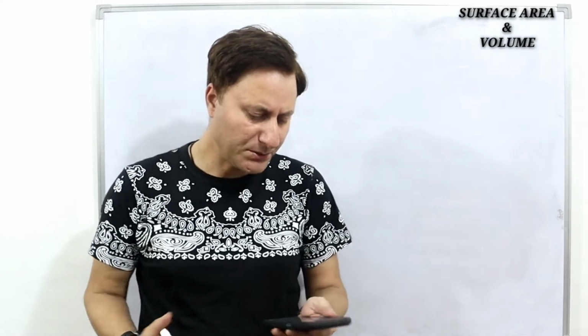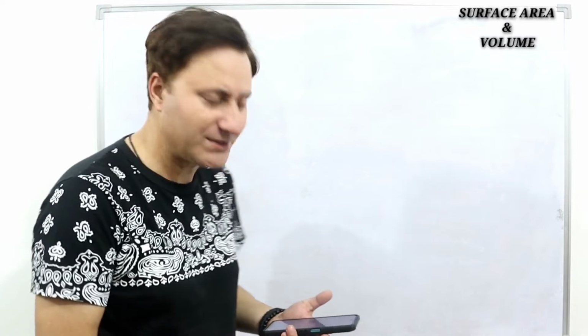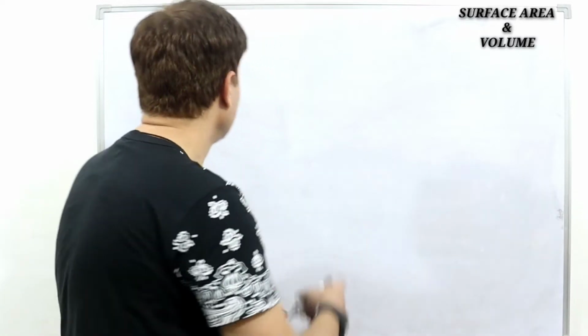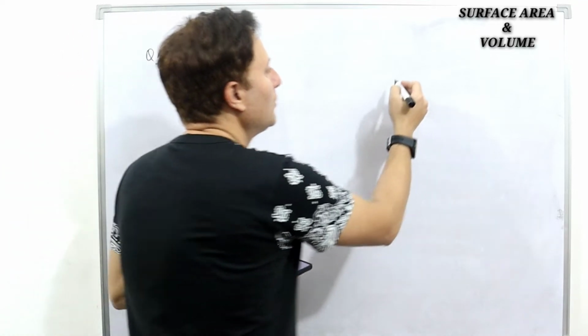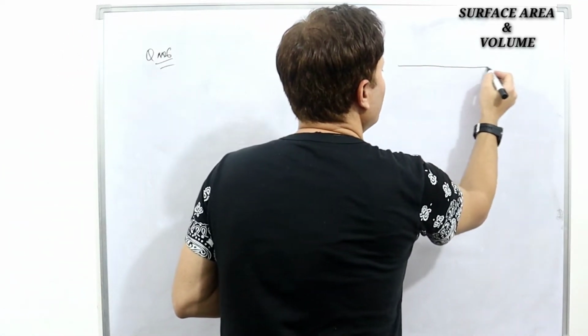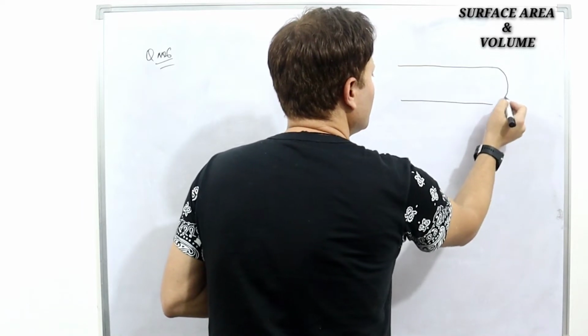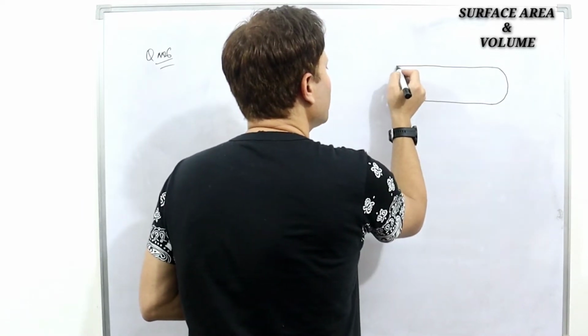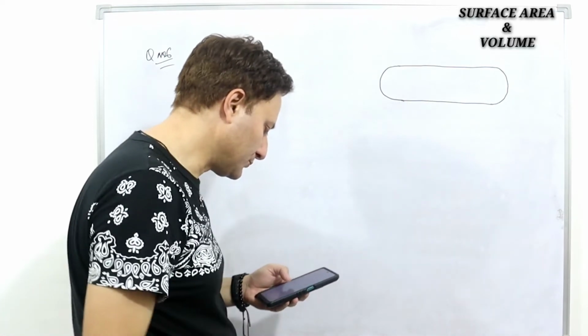Right guys, so question number 6, what does it say? It says a medicine capsule is in the shape of a cylinder. So we must have seen the shape of the capsule, everybody. So first of all, let me write question number 6. So the capsule is somewhat like this. You must have noticed the capsule. I'm making it a little bigger so that we will have a fair idea. Okay, so this is the capsule.